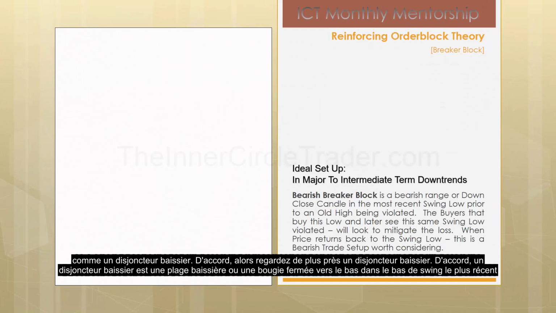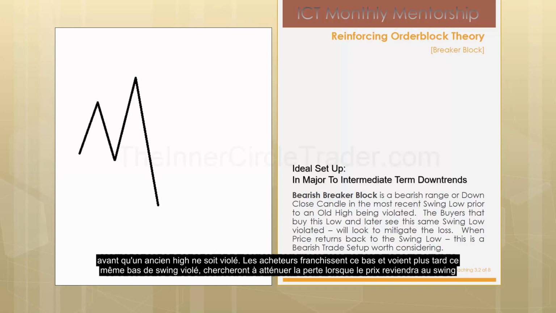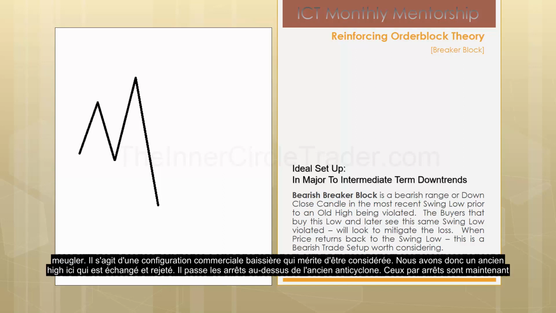Okay, so take a closer look at a bearish breaker. A bearish breaker is a bearish range or down close candle in the most recent swing low prior to an old high being violated. The buyers that buy this low and later see this same swing low violated will look to mitigate the loss. When price returns back to the swing low, this is a bearish trade setup worth considering.